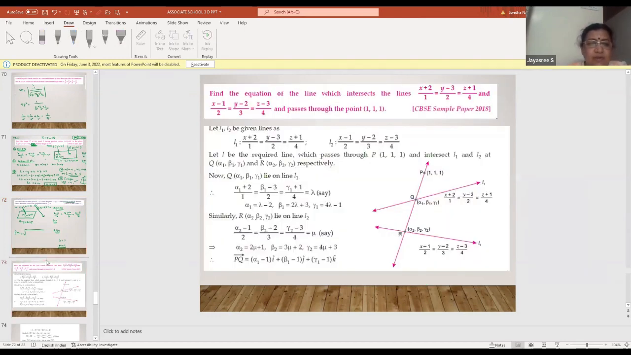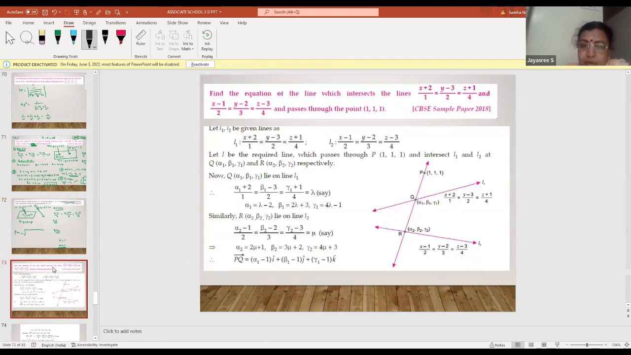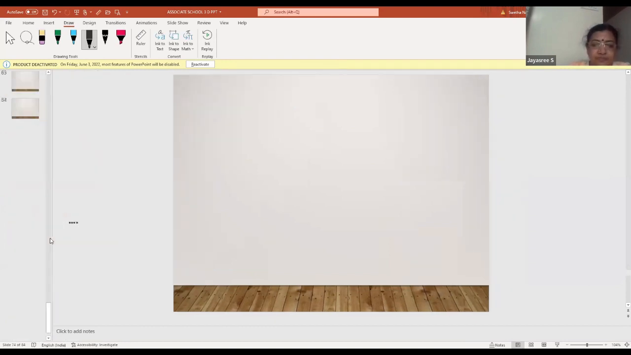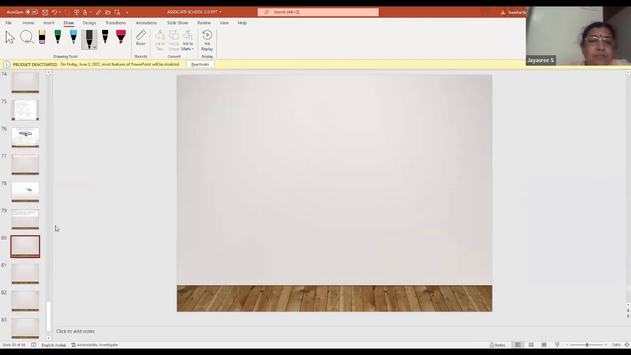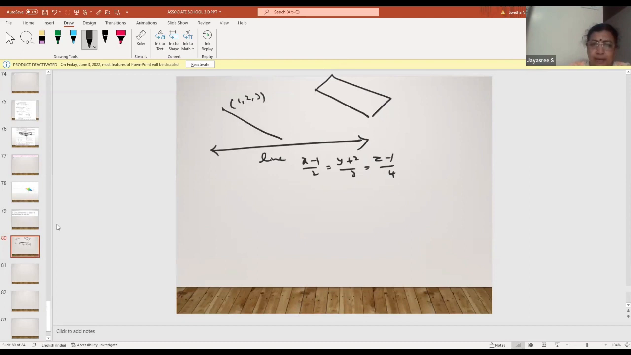The same concept is there with respect to measured parallel to the plane also. So find the distance of the point, not from the plane, but find the distance of the point (1, 2, 3) from the line. Some line will be given: (x minus 1) by 2 equal to (y plus 2) by 3 equal to (z minus 1) by 4. Find the distance of the point from the line measured parallel to the plane. Measurement should be done parallel to the plane.